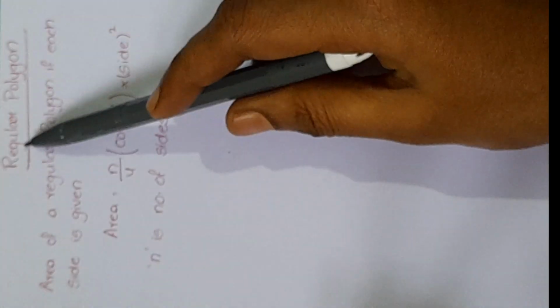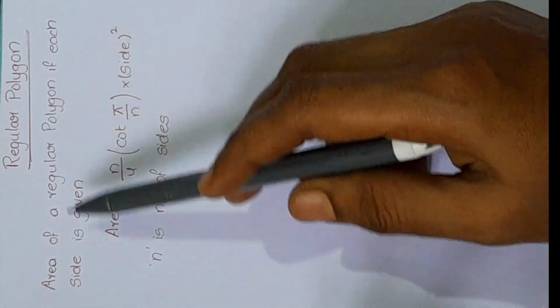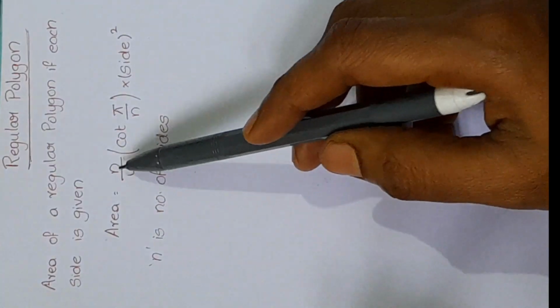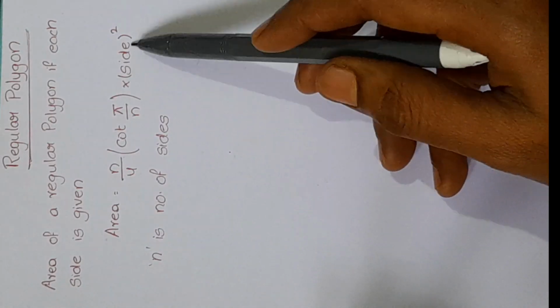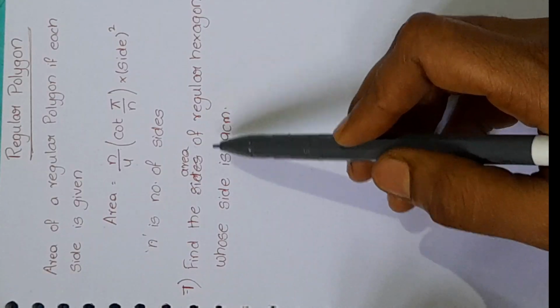Now let us start the topic, regular polygon. Area of a regular polygon if each side is given: area is n by 4 into cot of pi by n into side square. Here n is the number of sides. Question number 7. Find the area of a regular hexagon whose side is 9 centimeters.